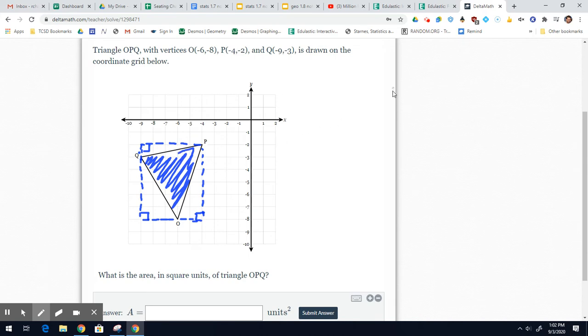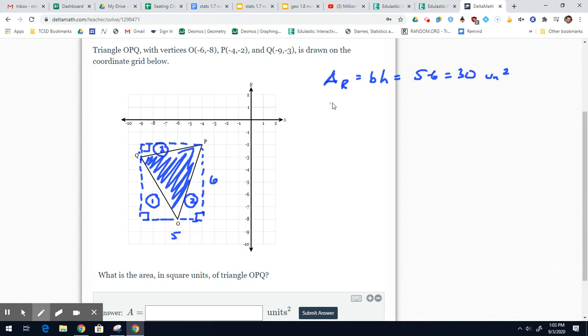Okay, so let's first find the area of the rectangle. So I'll be organized here. So area of the rectangle. That's just base times height. So the base here, 1, 2, 3, 4 is 5 across. The height here, 1, 2, 3, 4, 5, 6 up. So 5 times 6, that's 30. So that is the area of the rectangle. That would be units squared. So now let's call this triangle 1, this triangle 2, and this triangle 3.